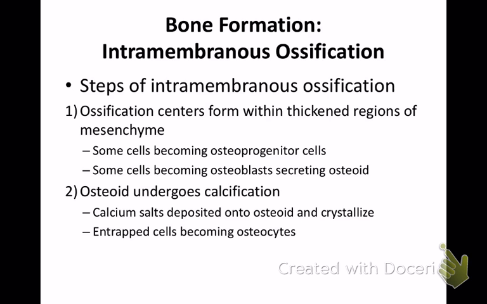What's left of my fibrous membrane that I started this bone out as forms the periosteum. So it doesn't go away. It stays on the surface. Okay? Other than that, the process is very similar to what we saw yesterday. Osteoblasts can get trapped in their own matrix and become osteocytes.